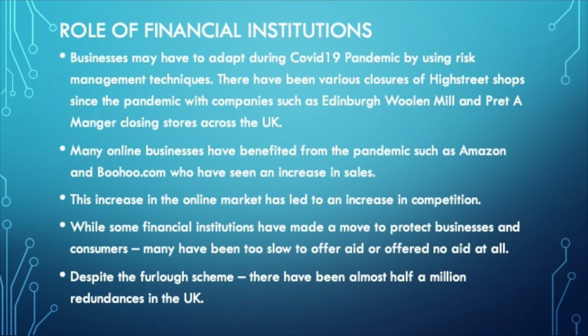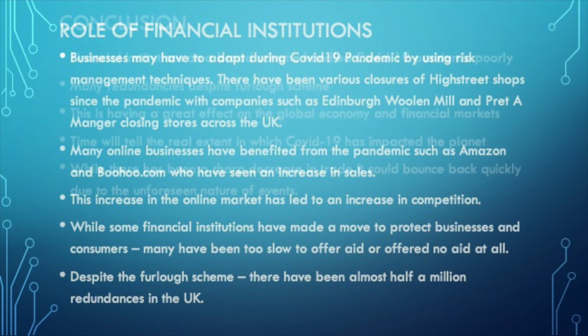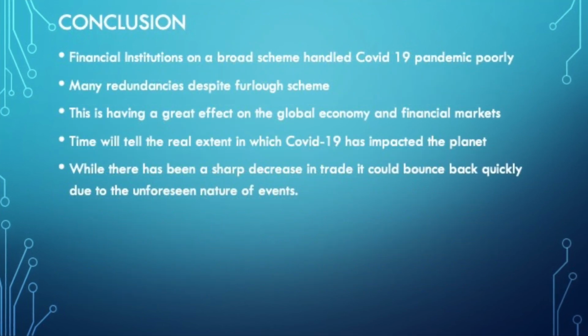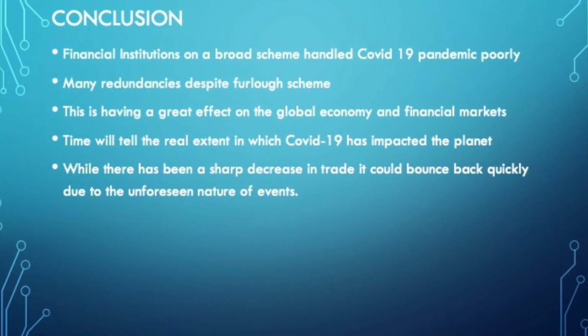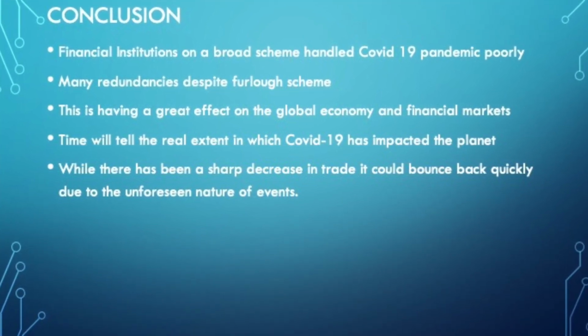While some financial institutions have made a move to protect businesses and consumers, it may have been too slow to offer aid or no aid at all. Despite the furlough scheme, there have been almost 500,000 redundancies in the UK. In conclusion, it can be seen that the financial institutions on a broad scale have handled the pandemic poorly. Many redundancies have happened despite the furlough scheme.